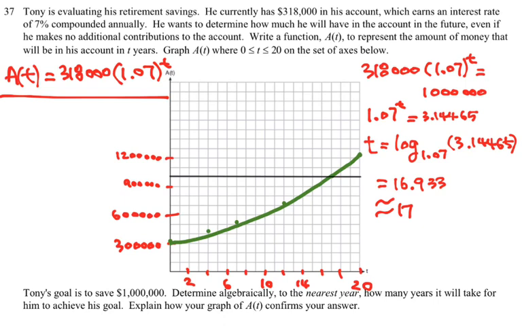Graphically, what I can do is draw the horizontal line, basically y equals 1 million. Find the intersection, and you can see that the intersection is about 17 as well.